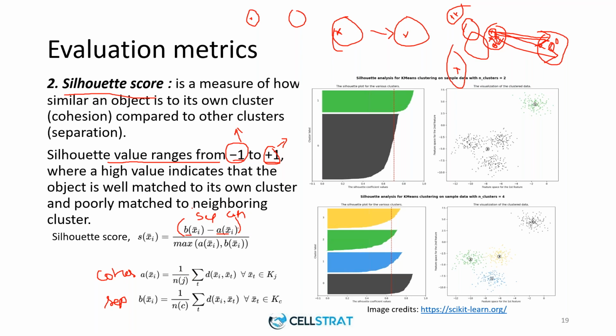So if you have a higher B value, there is a good separation, and that's why you get a positive value of +1, because you are normalizing it, so the value will range from -1 to +1. And since you are not taking any mod, that's why you get a negative sign. So you should always ensure that you don't have any negative silhouette score for any of the clusters.